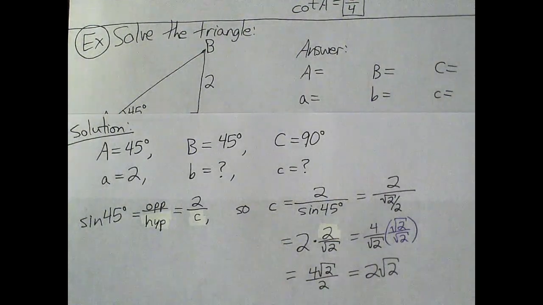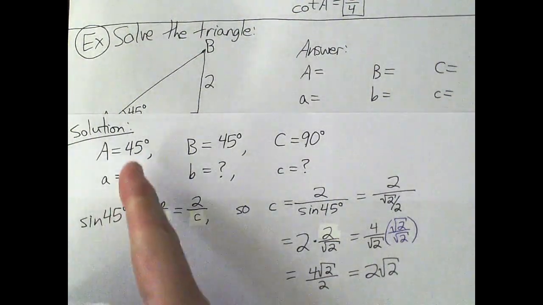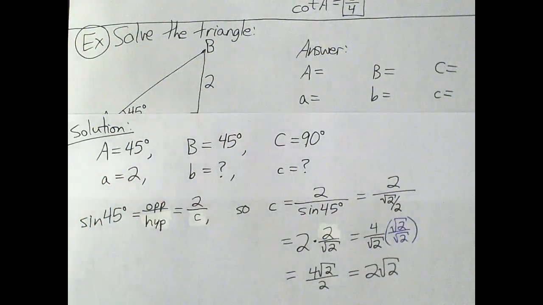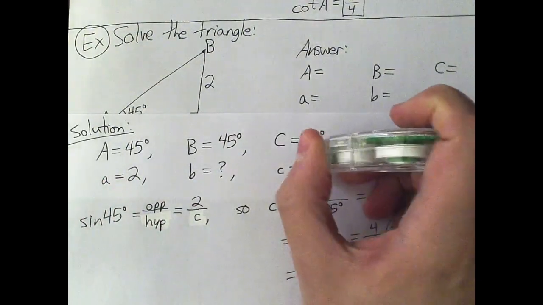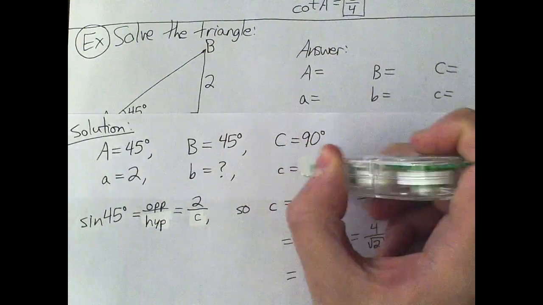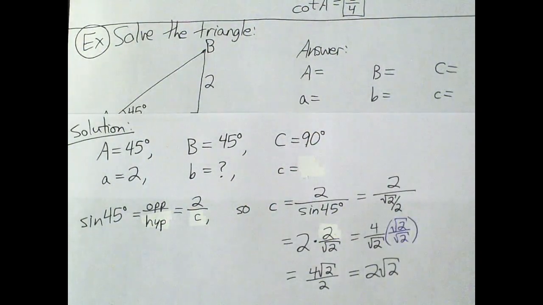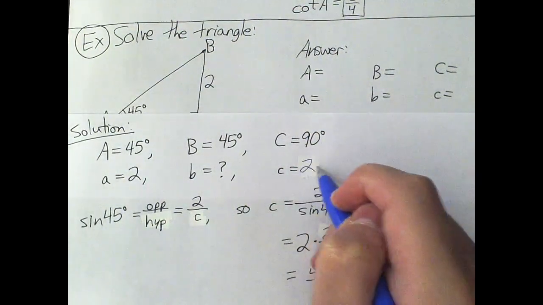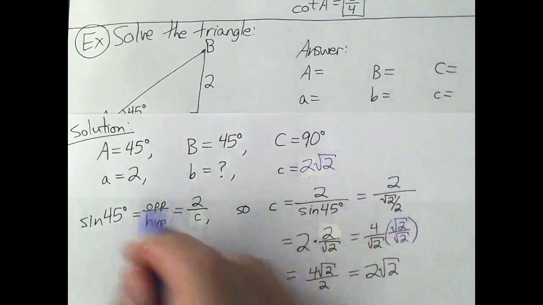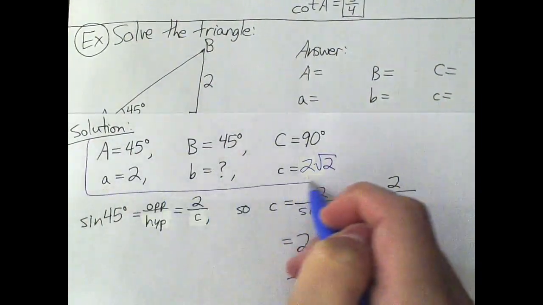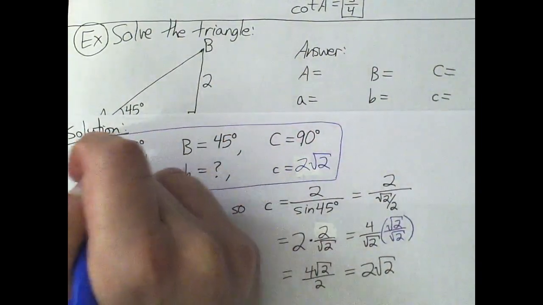Maybe we go up here and, since we have 4 of the 6 pieces up here, how about we just go in and fill in the answers as we find them? Maybe that's a good idea. 2 root 2. This is going to wind up being our finished solution, but we still need to find b.